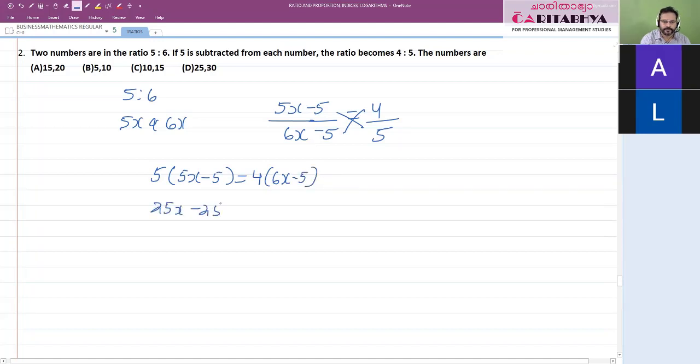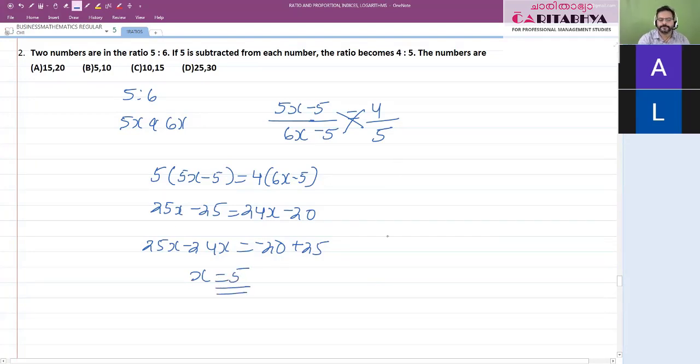25x minus 25 equal to 24x minus 20. So 24x from the LHS goes to the other side as minus, 25x minus 24x is equal to minus 20 plus 25. X is equal to 5. Therefore, the numbers are 5x, 5 into 5 equal to 25. Then the second number 6x, 6 into 5 equal to 30.